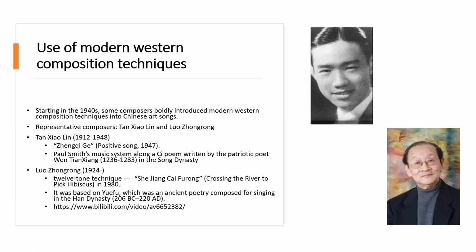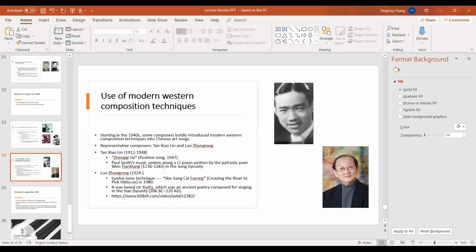And the composer Luo Zhongrong combined 12-tone with the Chinese pentatonic scale together with this thousands-year-old poetry, making a very creative work. I'm going to show you a very short clip of the song, sung by Gong Lin.